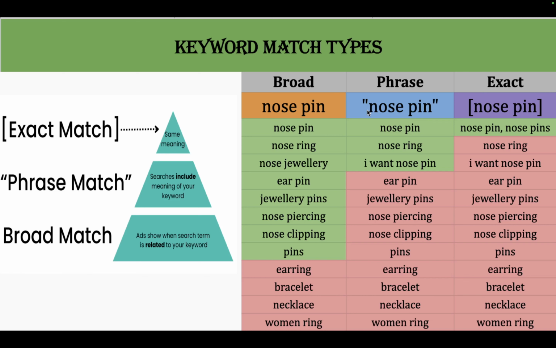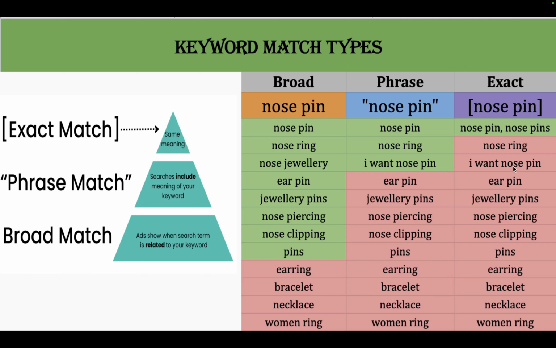This time you change the keyword match type from phrase match to exact match, simply by putting square brackets before and after nose pin. And this time the ads will only and only show up when the searches have exactly the same meaning, when the searches really match up with the keyword, something like nose pin or nose pins. And for the rest of the searches, for the rest of the queries, the ads will simply not show up.